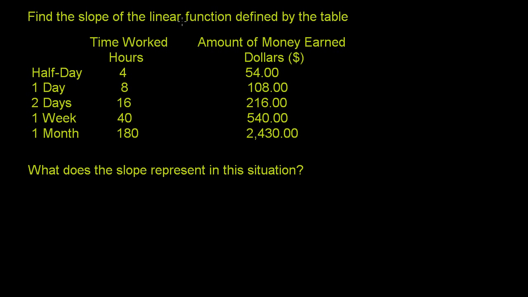Find the slope of the linear function defined by the table. And they give us a table here. They define certain amounts of, I guess these are shift lengths, and then they say how many hours is a half a day, is a full day, is 2 days, is a week, is a month. And then they tell us how much money we make in each of those time periods.